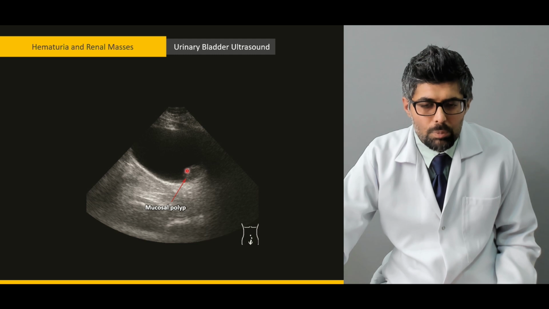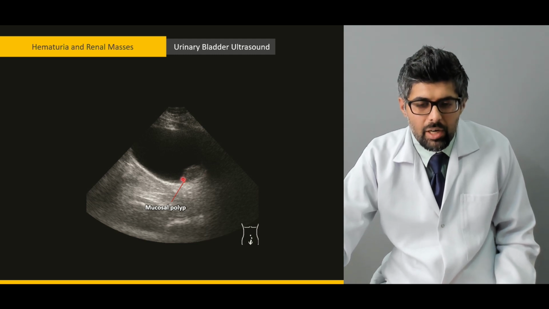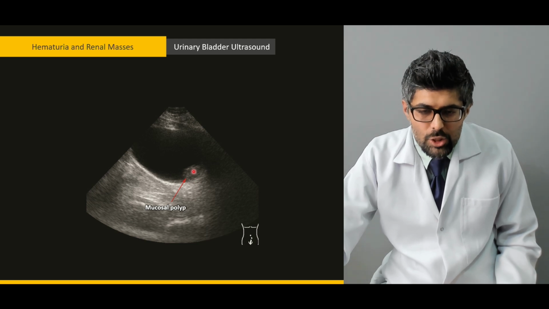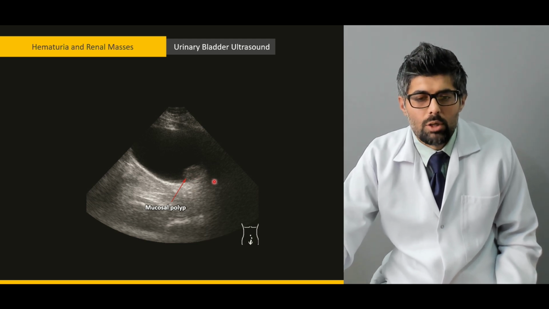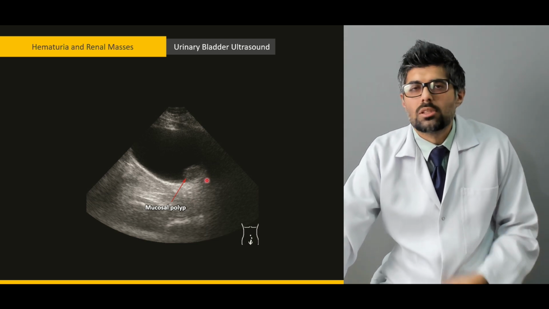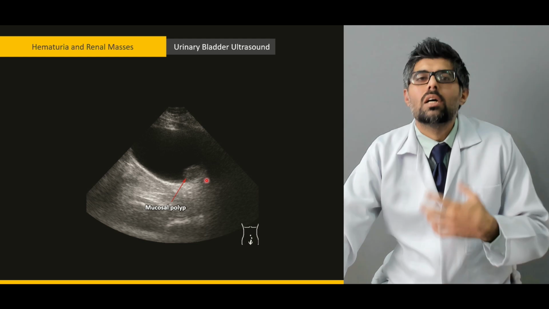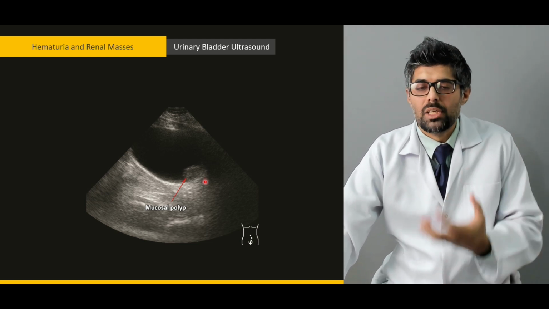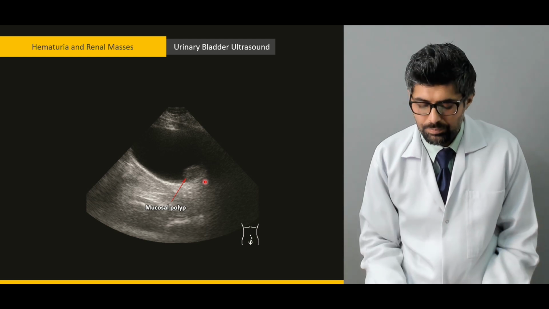presented. Now, this polyp has a well-defined margin and its tissue is isoechoic with the other tissue. So there are no cysts, there are no further characteristics to it. So one can easily assume that it is a polyp.